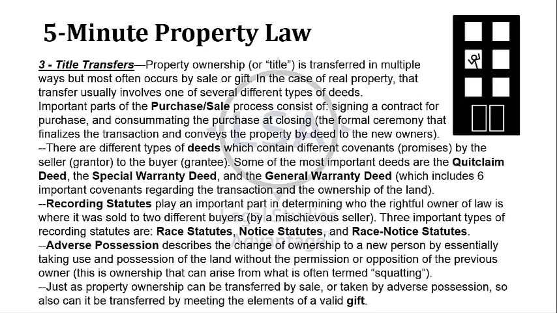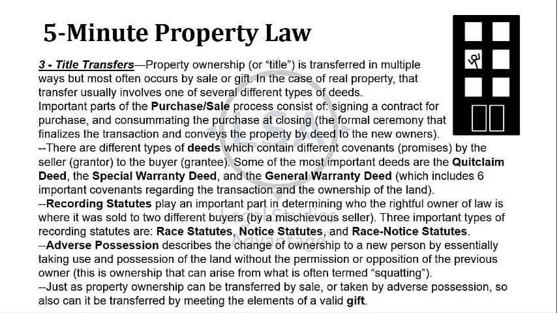Number 3, title transfers. Property ownership, or title, is transferred in multiple ways, but most often occurs by sale or gift. In the case of real property, remember that refers to buildings and land and so forth, that transfer usually involves one of several different types of deeds. Important parts of the purchase and sale process consist of signing a contract for purchase and consummating the purchase at closing, which is the formal ceremony that finalizes the transaction and conveys the property by deed to the new owners.